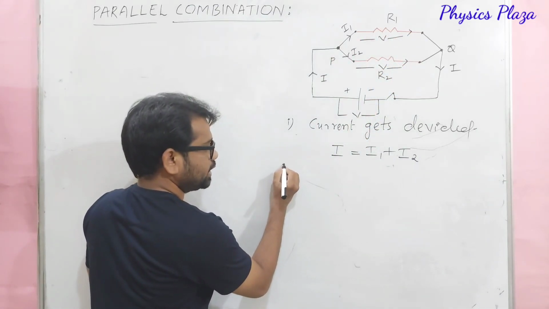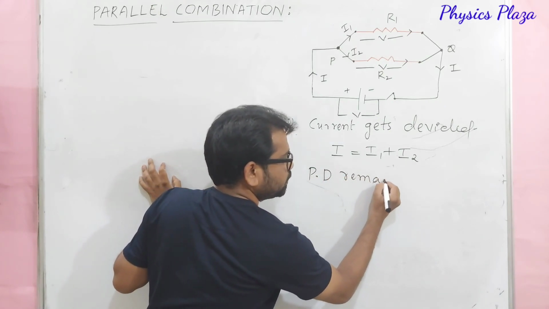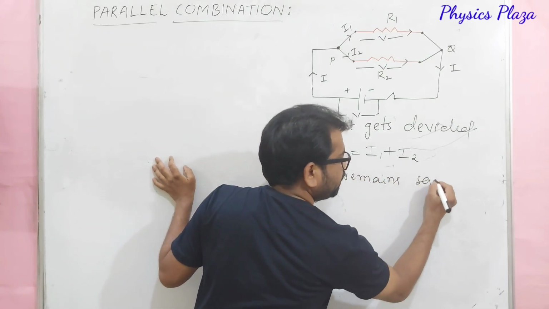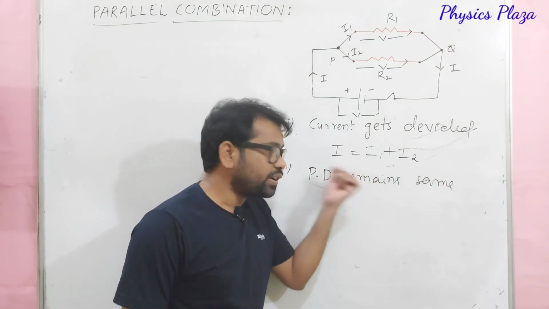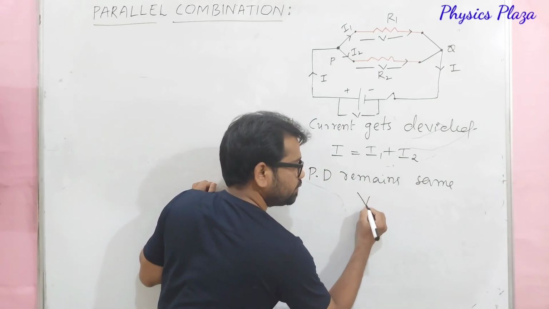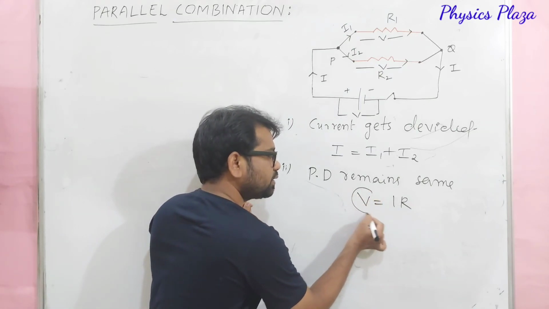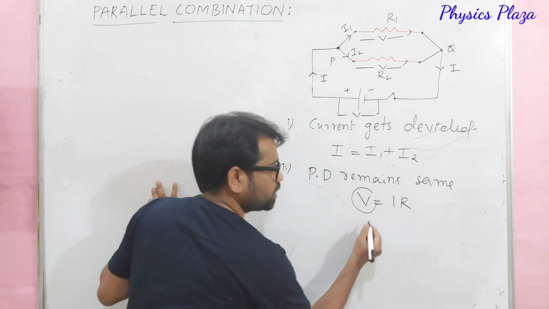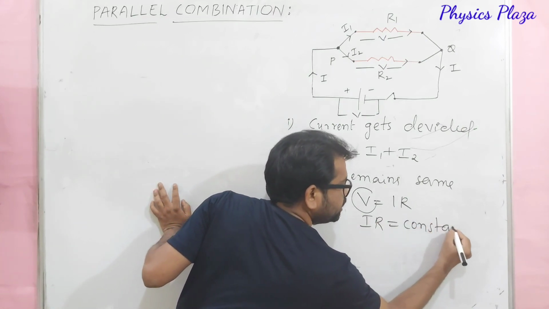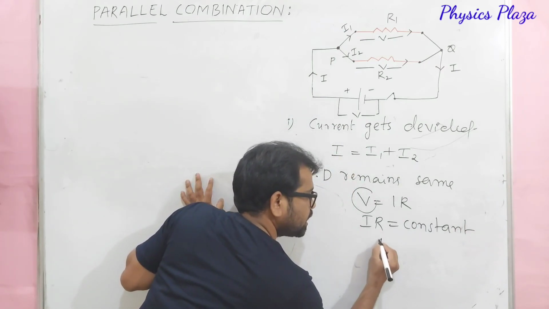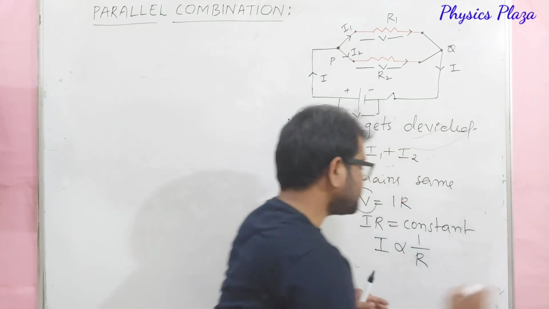So here, the second point we can say is that the potential difference remains the same across all resistors. As the potential difference remains the same, according to Ohm's law, children, V is equal to IR. So we are saying here V is a constant. As V is constant, I into R is equal to constant. Can I say that here I is inversely proportional to R? Of course, we can write I is inversely proportional to R.